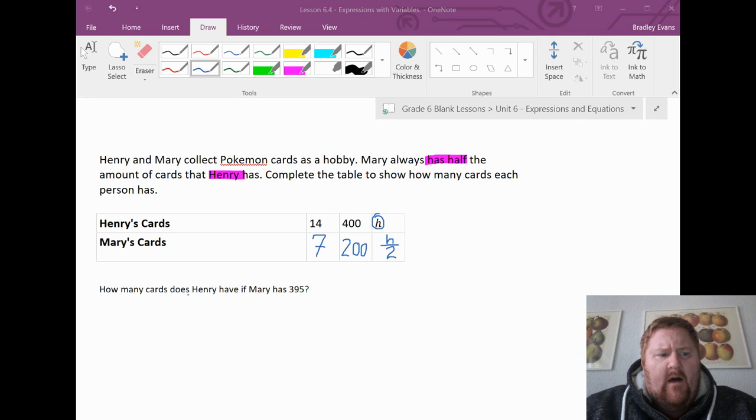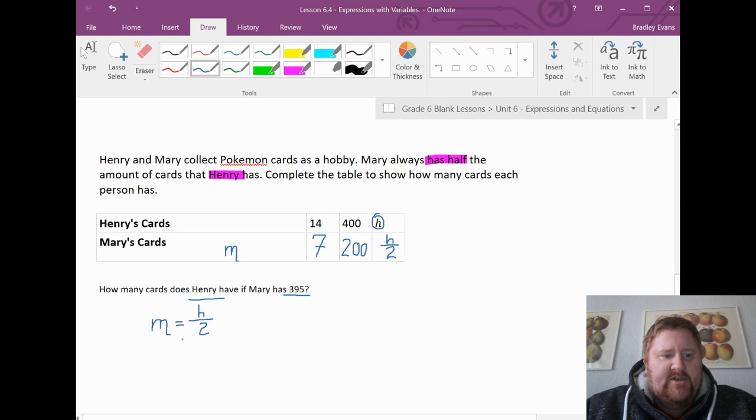But what if we wanted to do it the other way? How many cards does Henry have if Mary has 395? Okay, so I'm going to give Mary a variable of m here, just because that's her name. So Mary's cards are going to be equal to h divided by 2.